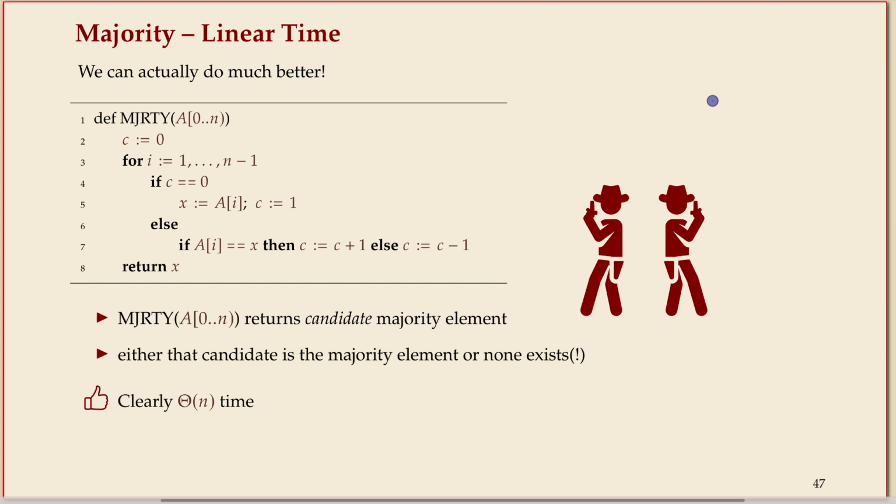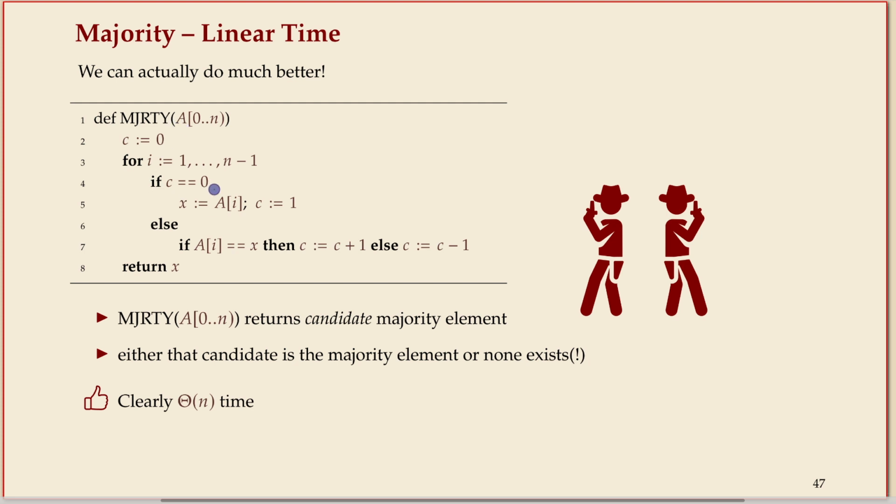It has a nice analogy. I'll come back to that, to these two guys. It's the following algorithm. You start out with some candidate for the majority, but initially you have no idea, so you just set this arbitrarily to some value. Sorry, x is the candidate. C is a counter. You start with the counter 0 and you don't have a candidate.